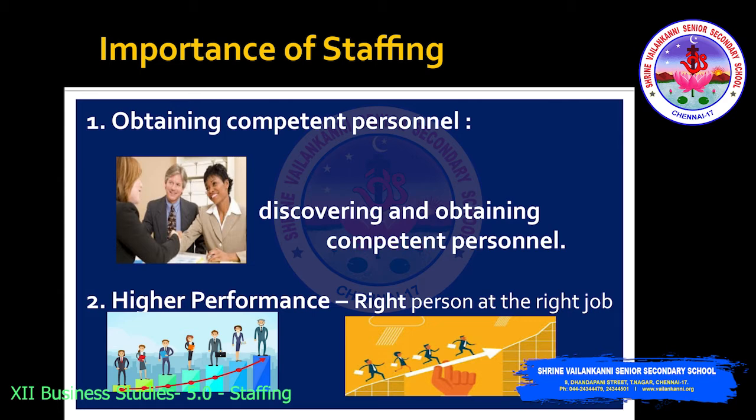The second importance is higher performance. As you can see, the organization's performance is related to finding the right person for the right job. If you place the right person in the wrong job, you will not be able to get high performance. Nor, if you have the right job but you don't have the right person, can high performance be delivered. So you can see here, high performance is directly related with the right person at the right job.